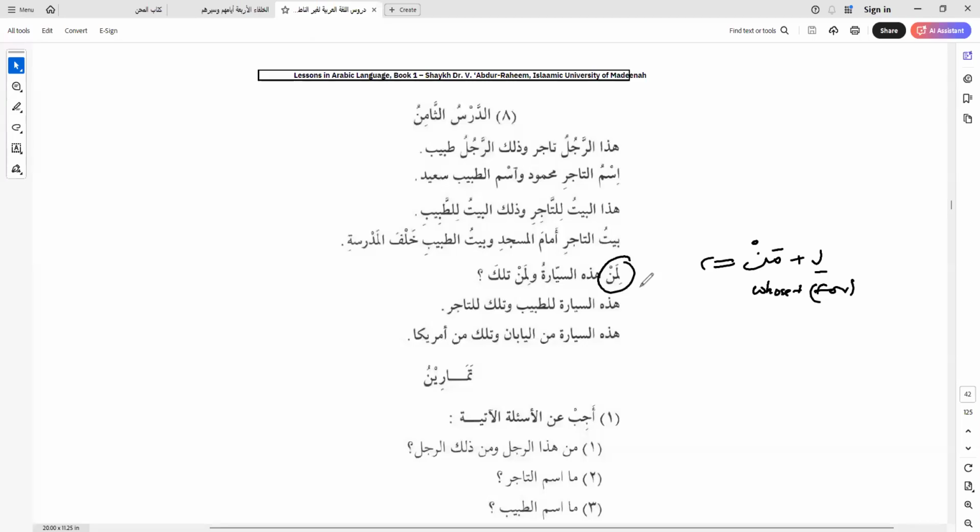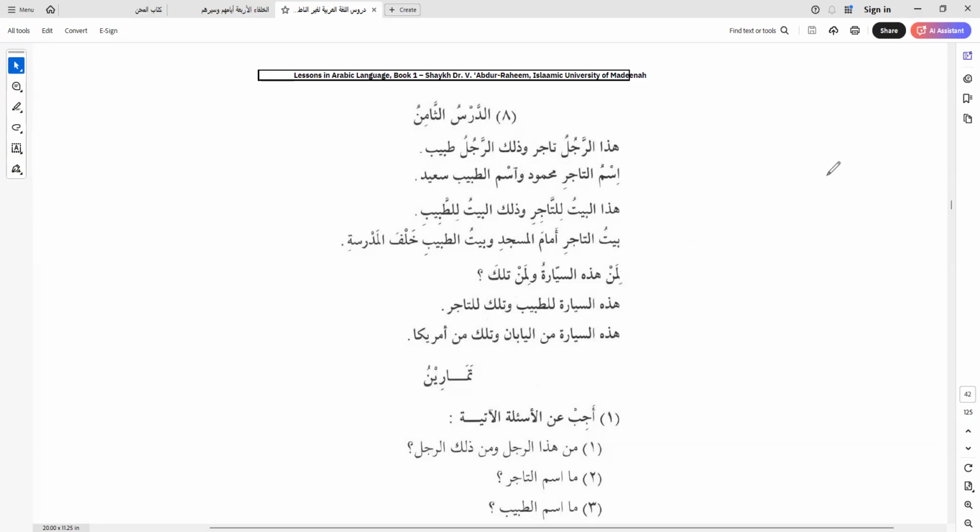So liman stands for what? Whose. But when you break it down, the li is for and man is who. It's like we are saying "for who," but you're better off using whose. So in Arabic, we don't have "whose," but we have liman. Liman hadhihi sayyara? Whose car is this? Waliman tilka? Whose car is that?